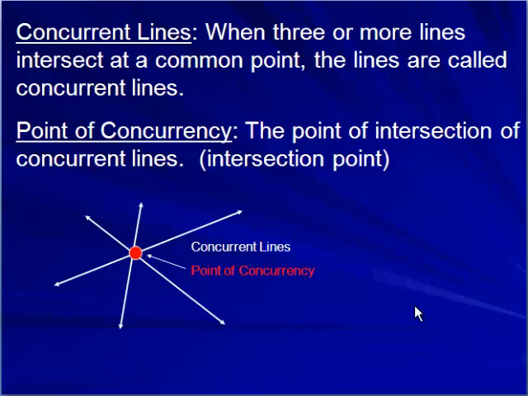Next up we have concurrent lines. Concurrent lines are when three or more lines intersect at a common point. We call these concurrent lines. A point of concurrency is the point of intersection of concurrent lines, also known as the intersection point. So we got these three lines right here. Those are called concurrent lines. They're all meeting at the same point. This red point here is the point of concurrency.